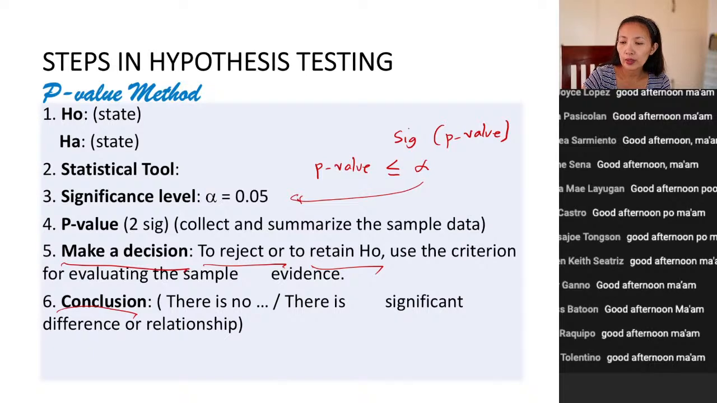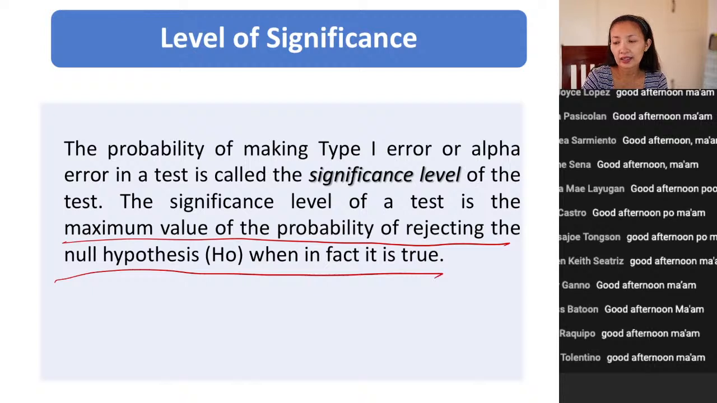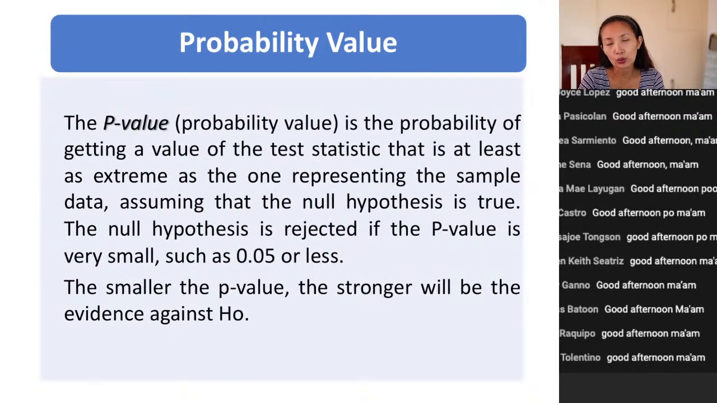Okay. Now we move on to the level of significance. Level of significance, sabi ko kanina, usually at 5% for social research, for medical researchers, usually 1%. The significance level of a test is the maximum value of probability of rejecting the null hypothesis when in fact it is true. So maximum value of committing a type 1 error. What's type 1 error? Rejecting the null hypothesis when in fact it is true. 5%, 1%. That's the significance level.